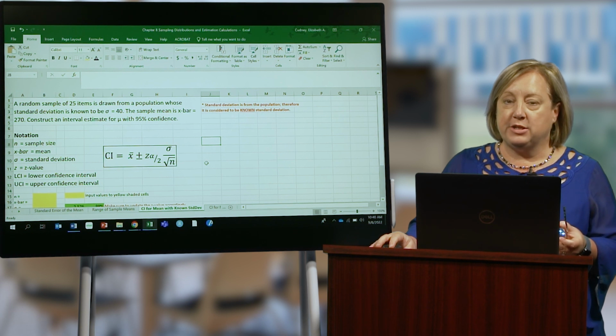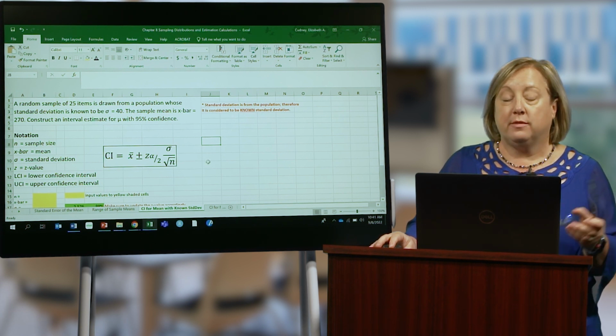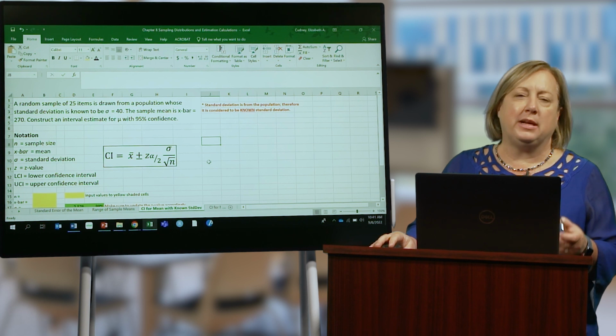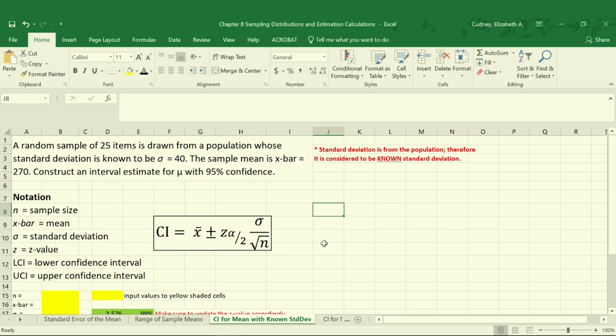The standard deviation is considered known when it's calculated from a population versus a sample. When it's calculated from a sample, then the standard deviation is considered to be unknown, even though it is actually calculated. So in this example, we're going to calculate a confidence interval using a known standard deviation.